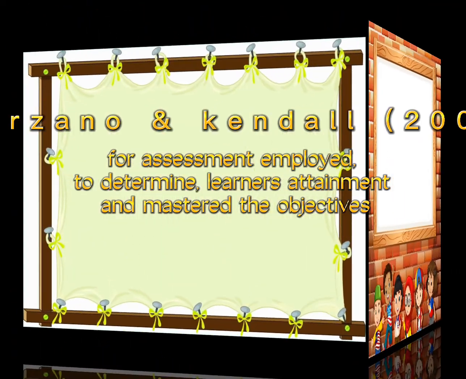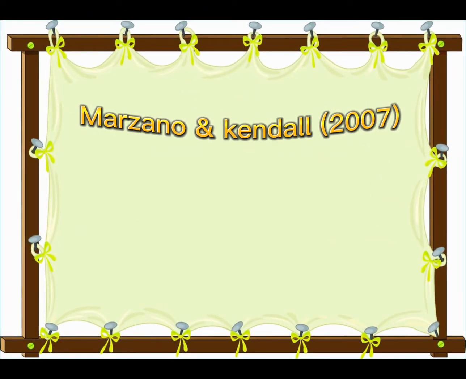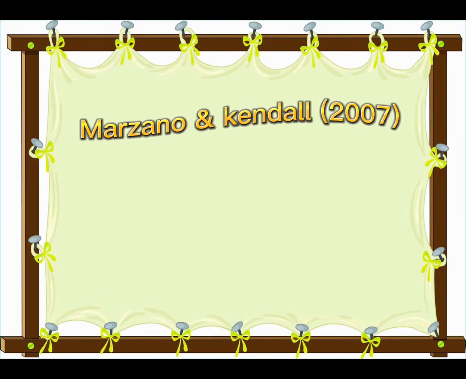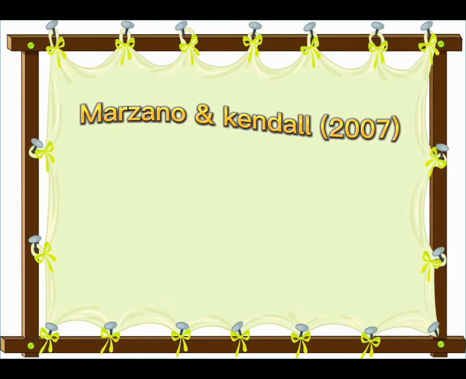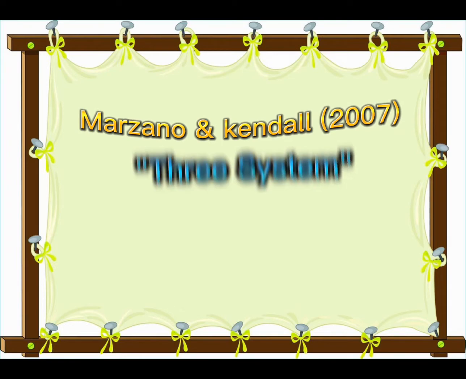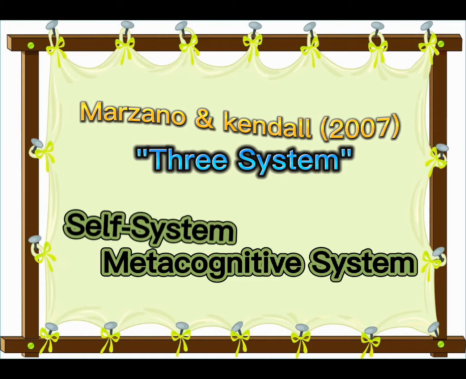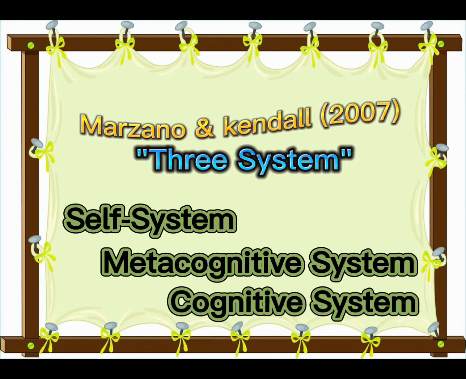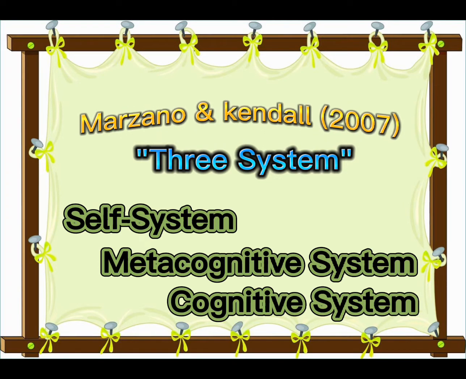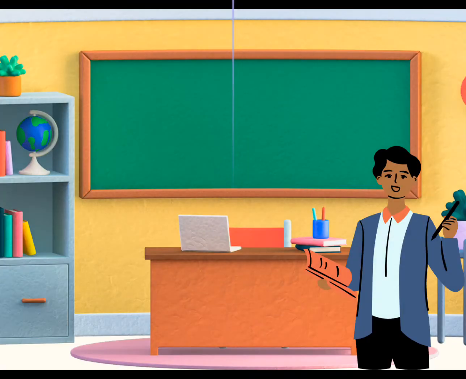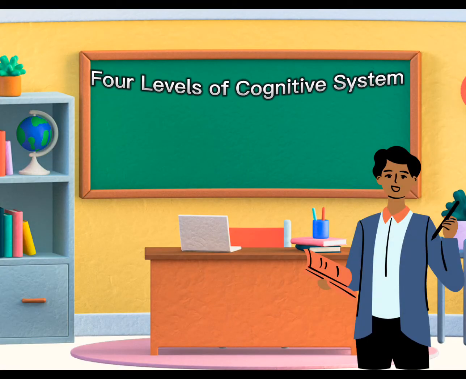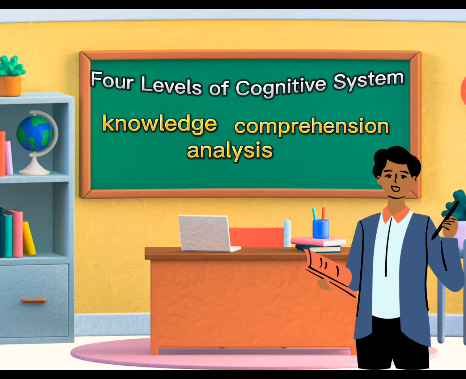Marzano and Kendall in 2007 came up with their own taxonomy composed of three systems, which are the self system, the metacognitive system, and the cognitive system, along with the knowledge domains. So the cognitive system has four levels, which are knowledge, comprehension, analysis, and knowledge utilization.